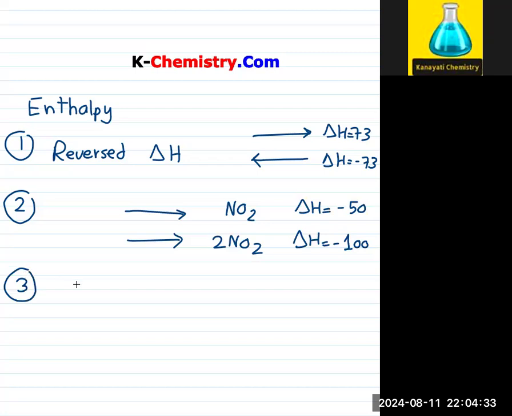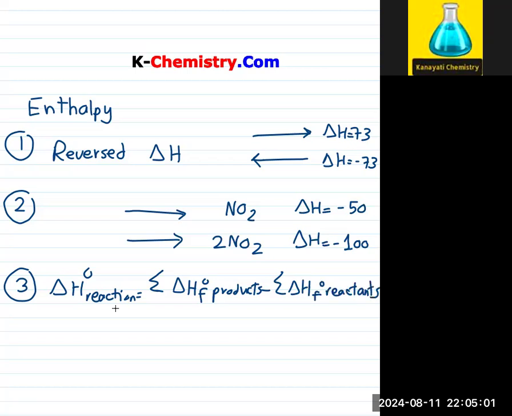The change in enthalpy for a given reaction can be calculated from the delta H of formation. The standard enthalpy of the reaction will be equal to the sum, and this sign means the sum of the delta H of formation of the products, subtracted from the sum of the delta H of formation of all the reactants.